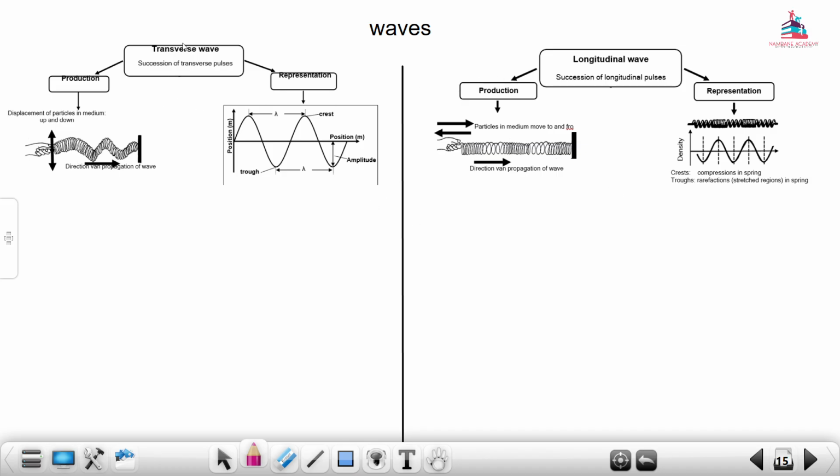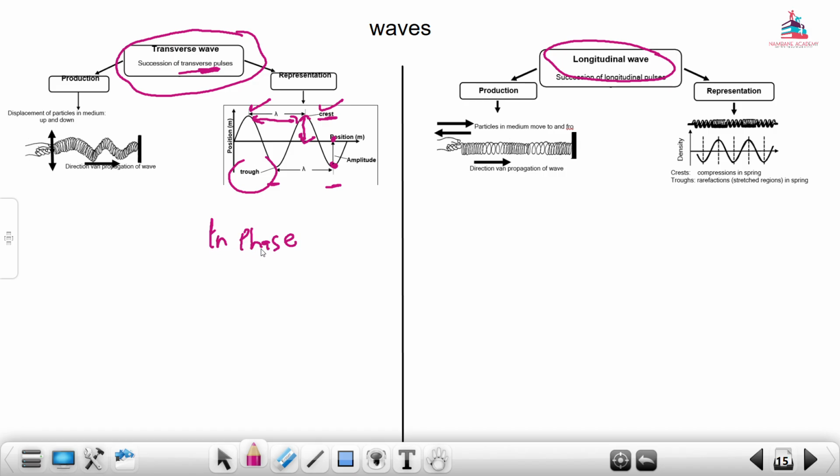Then moving on to waves, you must know the two types of waves: transverse wave, succession of transverse pulses, then longitudinal wave, succession of longitudinal pulses. For this topic, you must be able to know your points. The upper point is called a crest, the lower point is called a trough, and then from your position to your trough, you must know that we have amplitude. Even if it's from this position to your crest, it's still called an amplitude. Then the distance between two points that are in phase, we call it the wavelength.